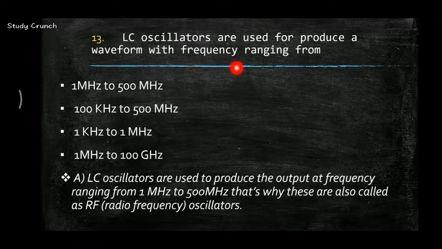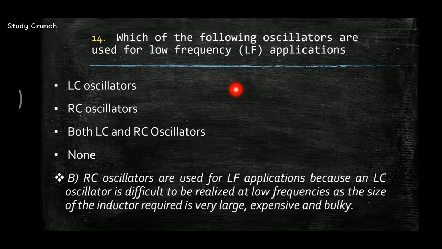Next, LC oscillators are used for the production of waveform with frequency ranging from 1 MHz to 500 MHz. It is also known as RF or the radio frequency oscillator. Then next, which of the following oscillators are used for low frequency applications? So RC oscillators are used for low frequency applications because LC is difficult to be realized at low frequency. So size of the inductor required is very large, expensive and bulky.